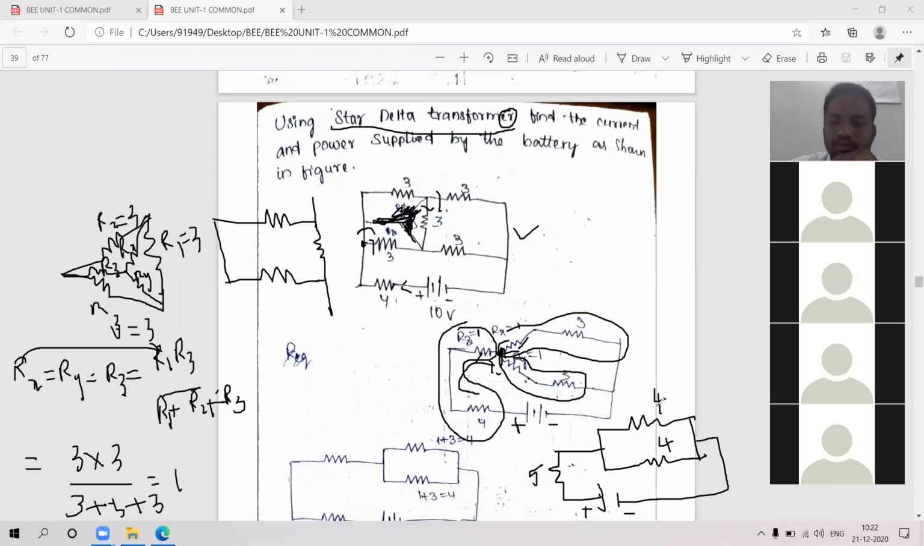How are these 4 and 4 connected? Parallel. 4 into 4 by 4 plus 4. 4 plus 4 is 8, no? 4 by 2 is 2. So this will be 2. Then 2 plus 5 is 7. The new circuit will be 7 ohms.